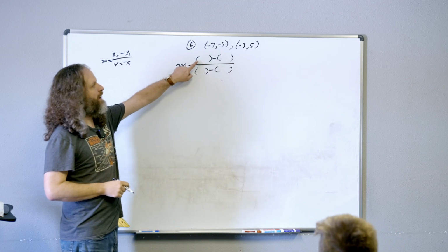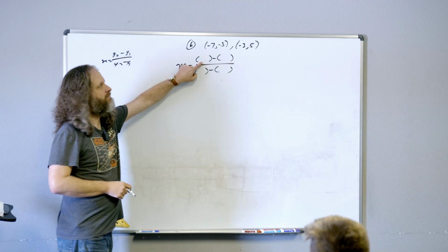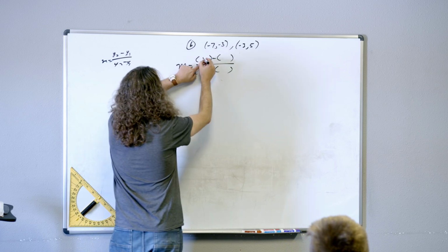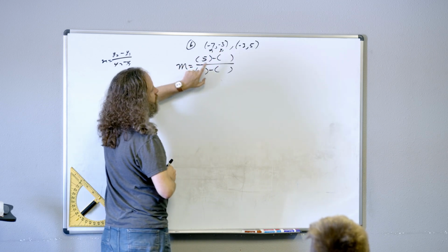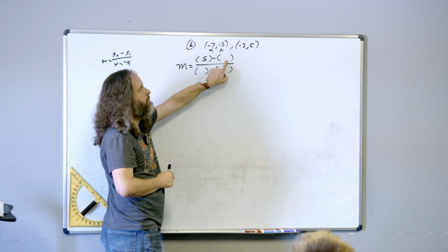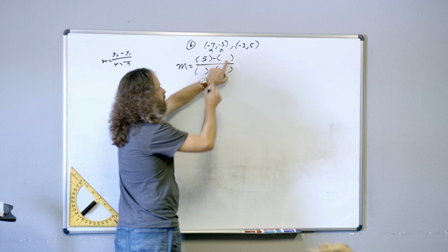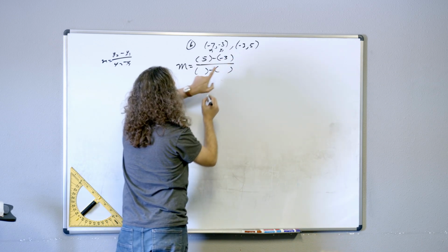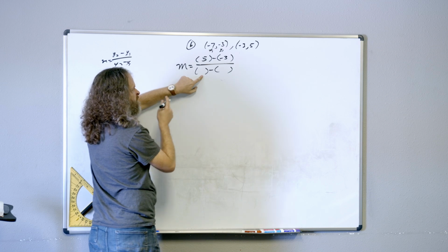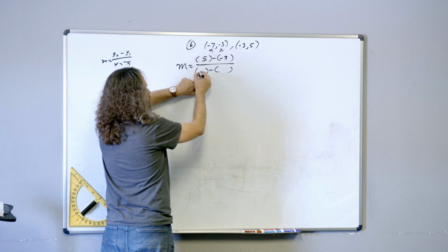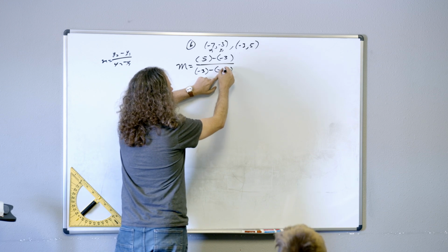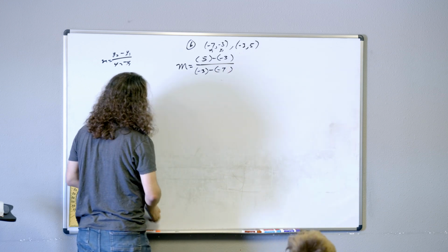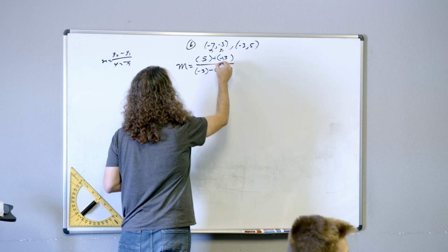What are we going to put right here? Negative 5, 5, x, y, yeah? What are we going to put here? Negative 3. Here? Negative 5, negative 3. That's what you meant. Negative 7. Now what?